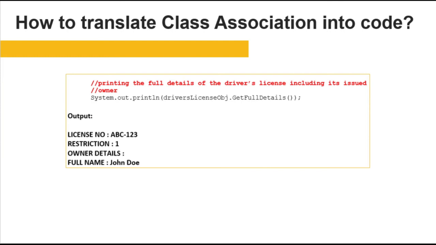If we print the details of the driver's license object we created, the code shown will be used. Instead of using the person object to call the method, we use the driver's license object. As you can see in the output, we are able to print first the values of the class fields from the driver's license object, followed by the values of the class fields of the person object. Again, you are able to see here that this particular license number ABC123 with restriction number 1 is owned by John Doe.